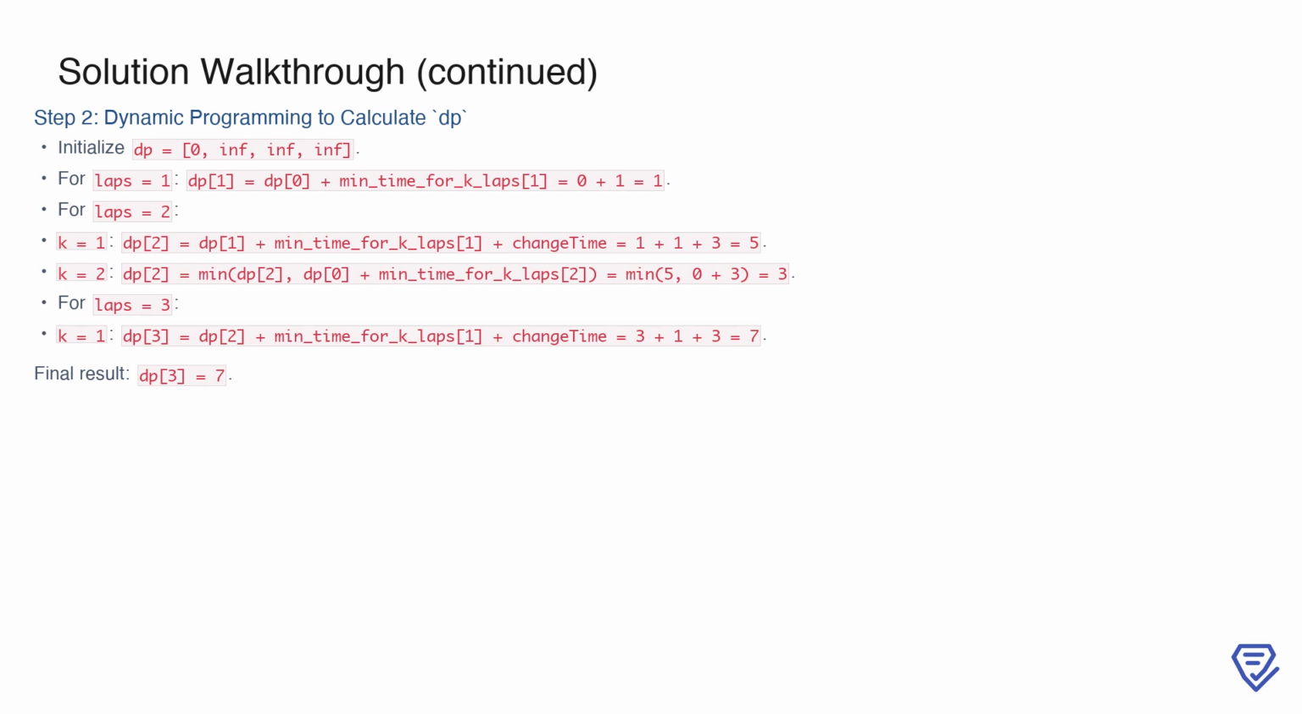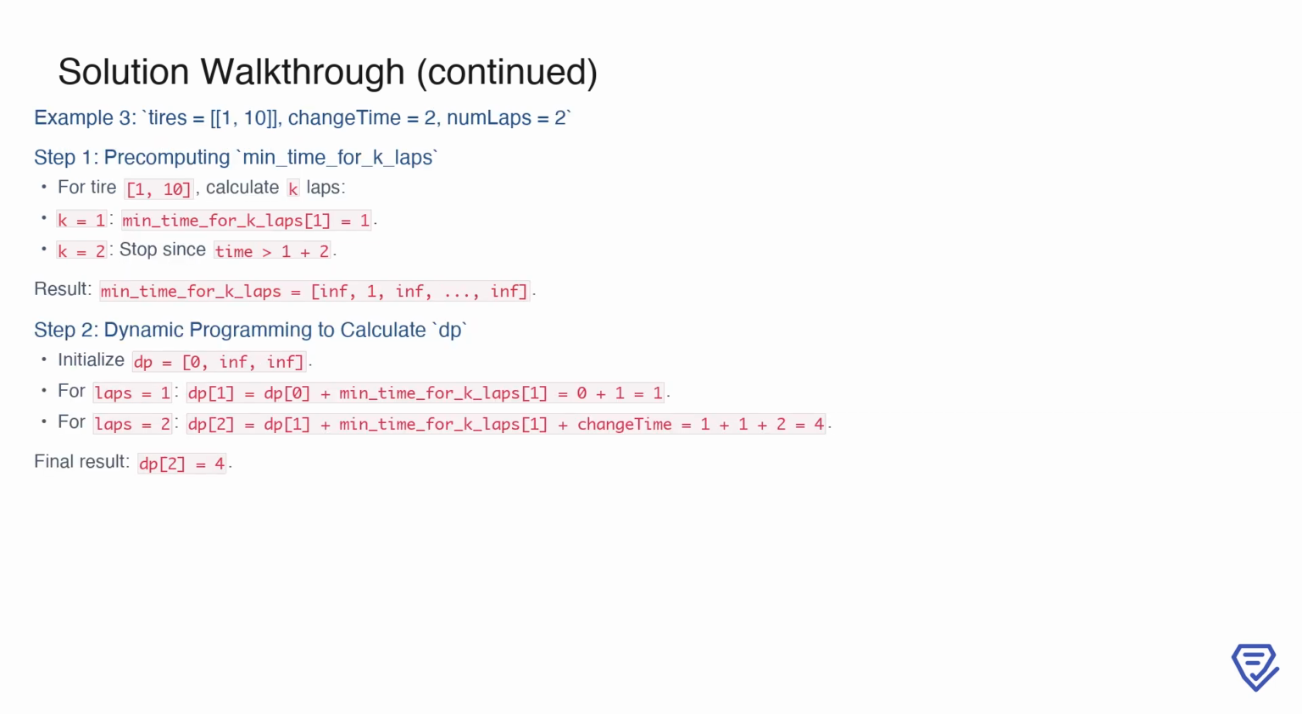For 3 laps, again using one lap at a time, we calculate dp[3] equals dp[2] plus min_time_for_k_laps[1] plus change time equals 3 plus 1 plus 3 equals 7. The final result is dp[3] equals 7, meaning it takes 7 units of time to complete all 3 laps.